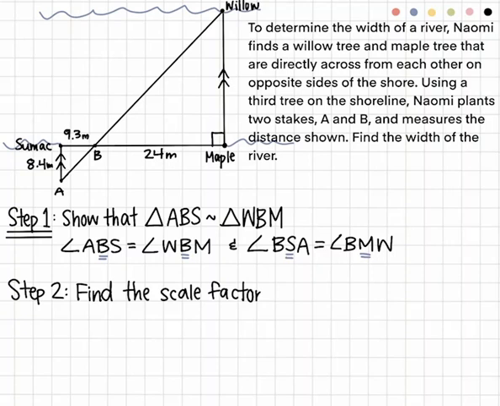So I'm just going to continue from step two here, which is finding the scale factor. That means we're going to figure out by what factor the smaller triangle is smaller than the larger triangle, or by what factor the larger triangle is larger than the smaller triangle. I don't know if that made sense, but you'll see it come to life, okay? So here we go, step two.